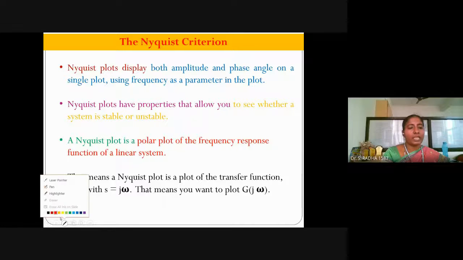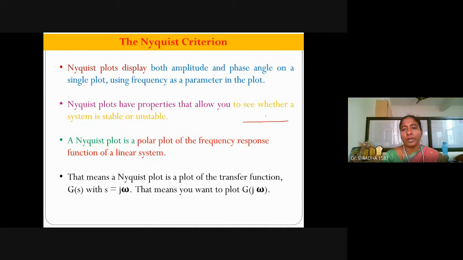Polar plot. Nyquist plot is similar to polar plot. I will draw an example. So this is x-axis, y-axis, x-axis, y-axis. Already we know polar plot, one example I will take. I will assume the polar plot is like this.